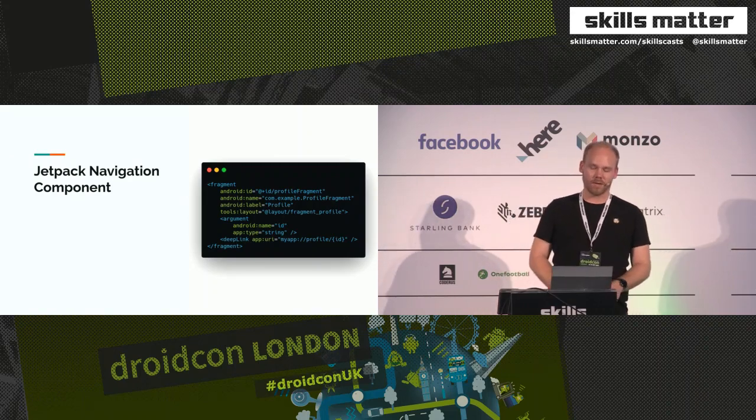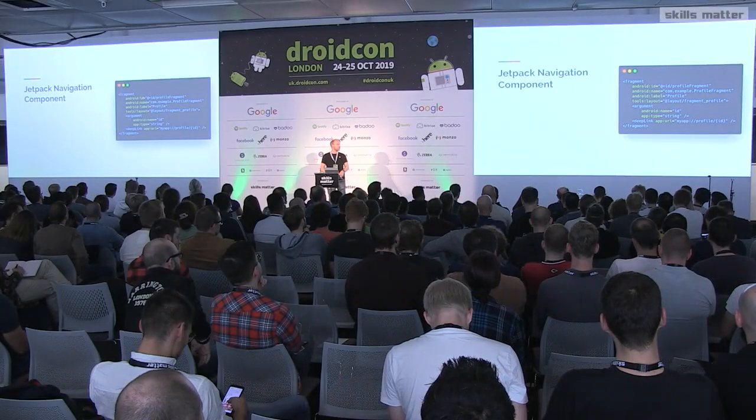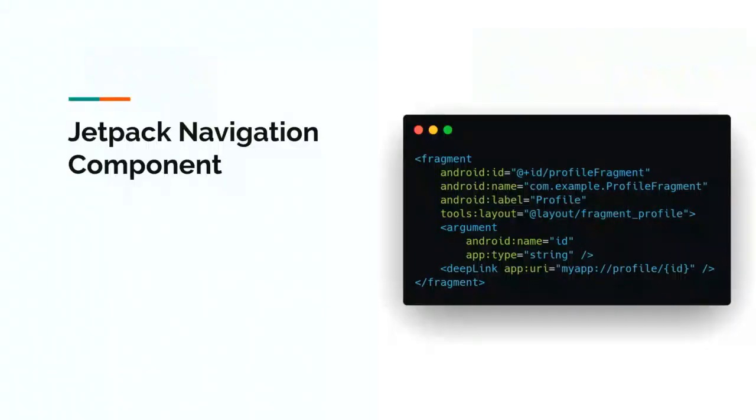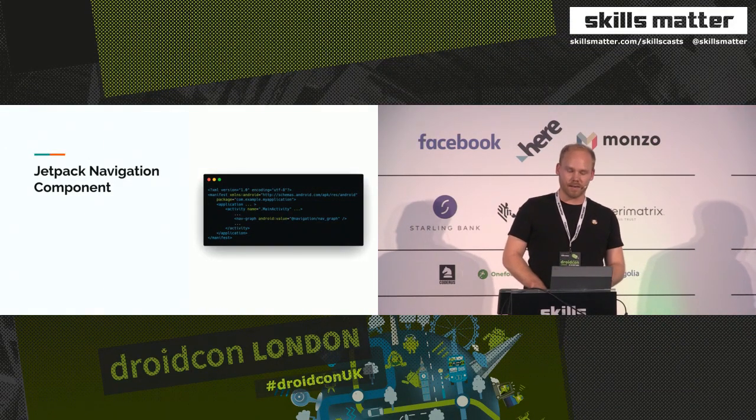The navigation component can also handle deep links. With the navigation component, it is also pretty easy. In the end, we just add a deep link tag to the fragment we want to expose. Then we add the navigation graph to the XML, and during build, it will be replaced with matching intent filters that expose our deep links.